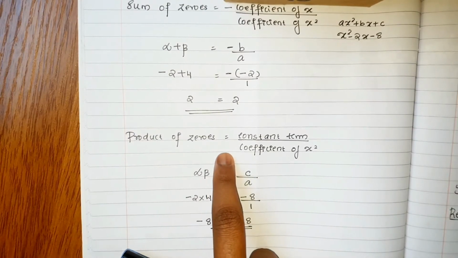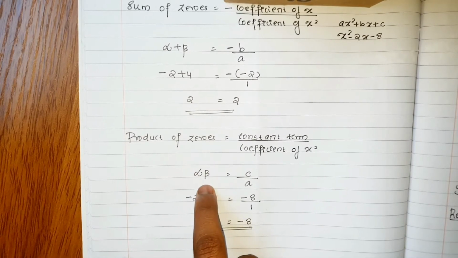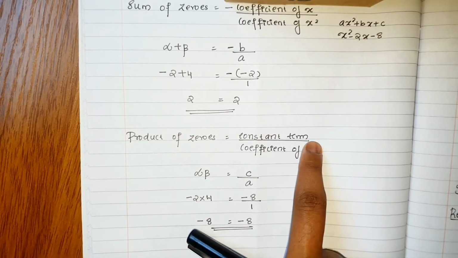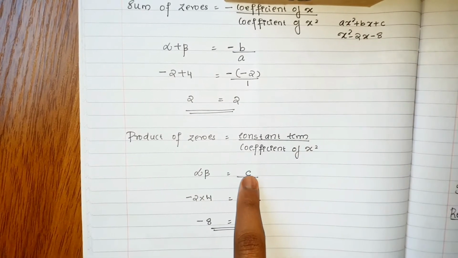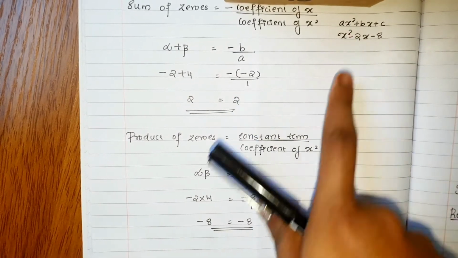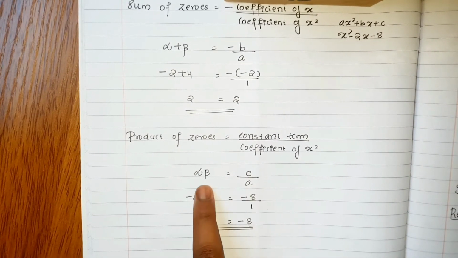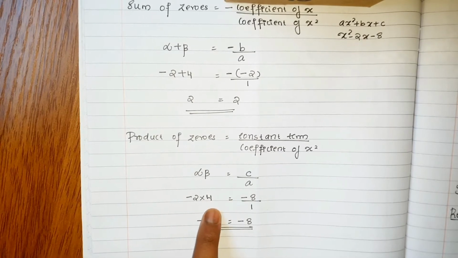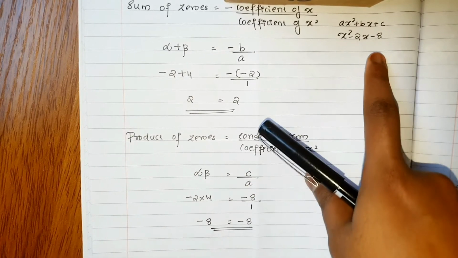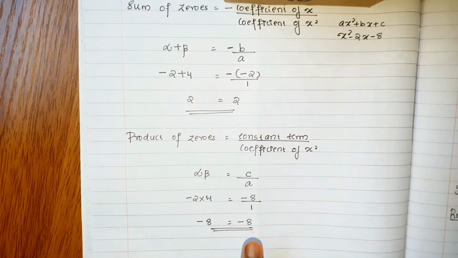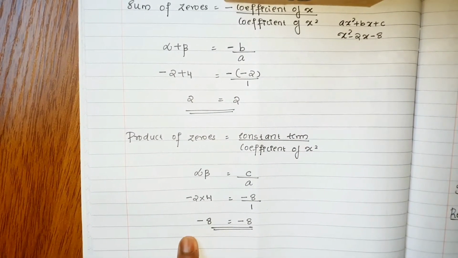Next is product of zeros. Product means alpha into beta. Alpha and beta are the two zeros. And that is equal to constant term. Constant term is c, so c divided by a, that is the coefficient of x square. That is alpha beta is equal to c by a. Alpha into beta means minus 2 into 4. That is equal to c. c here is minus 8. So minus 8 by a. a is 1. That is equal to minus 8 and minus 8, which means that both LHS and RHS are same.